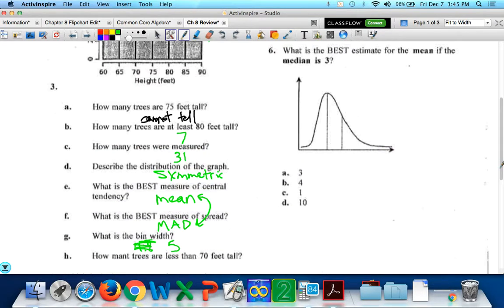Number 6 is another big picture principle. Okay? What is the best estimate for the mean if the median is 3? Okay? Well, what we have to establish is that this is skewed right.